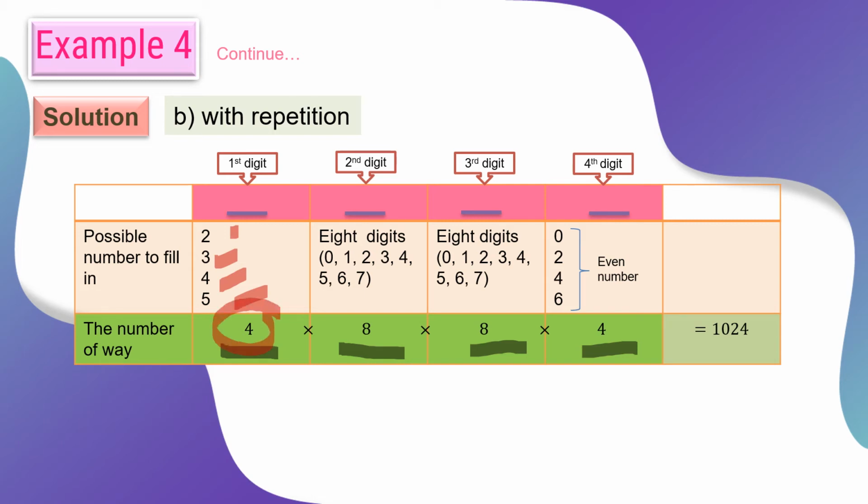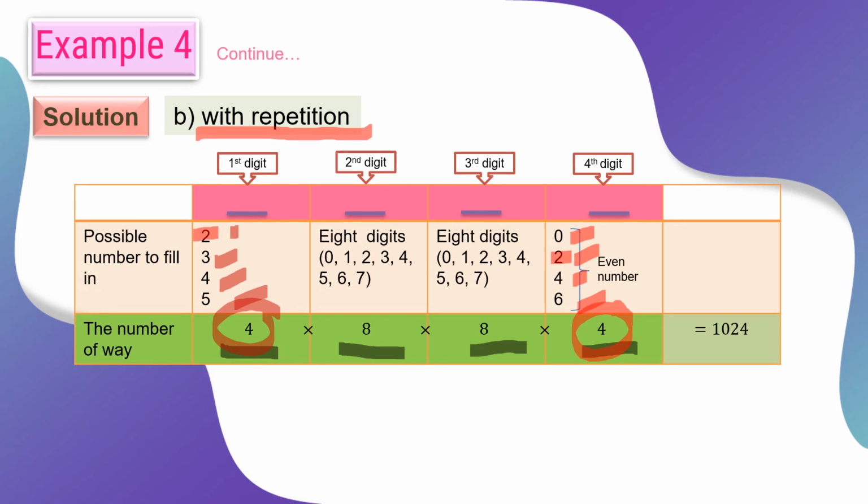Next, we go to the last place. The last place, on the fourth digit, you can put 0, 2, 4, 6. So how many digits here? Also 4. Must remember, with repetition, so we can repeat the same digit. If you choose 2, you can also put 2 at the last.